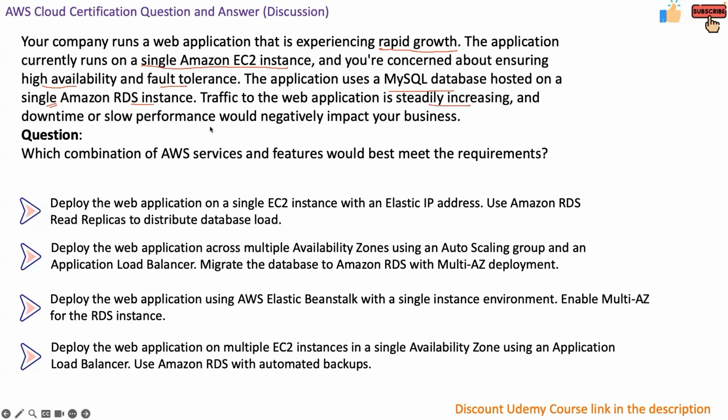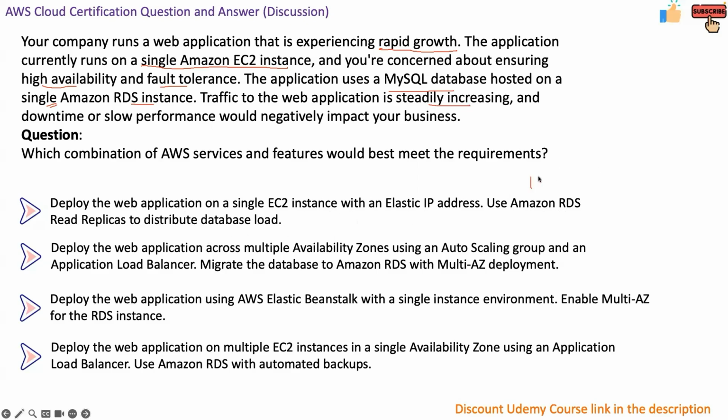This is a classic case of something that gets developed on an EC2 or MySQL as a prototype, but is scaled to production. Now, how do we solve this problem? What are our options? The first option is deploy the web application on an Amazon EC2 instance with an elastic IP address. Use Amazon RDS read replicas to distribute the database load.